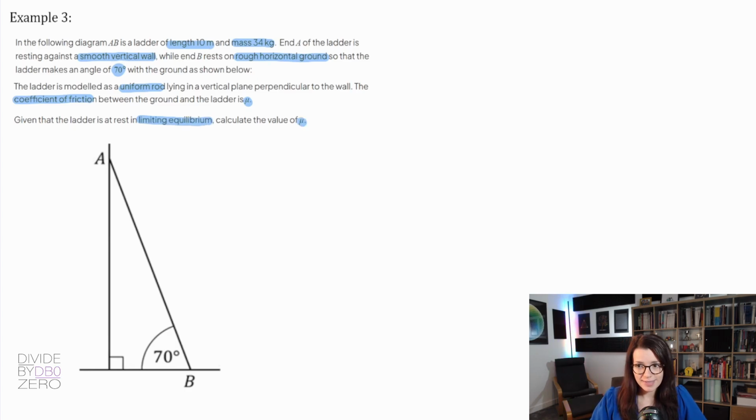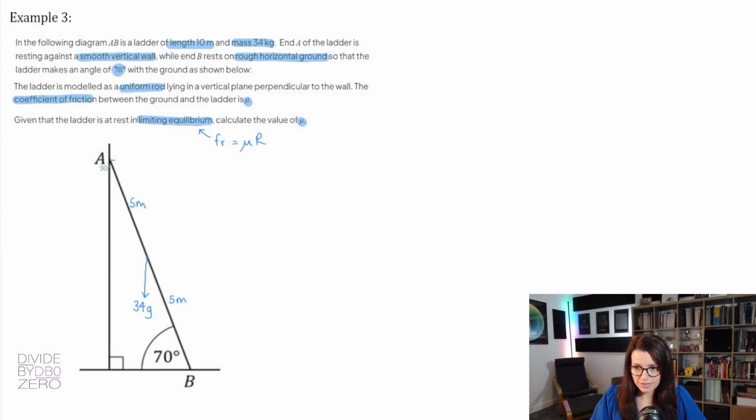First thing I'm noticing is the fact that it's limiting equilibrium and friction is involved here. So I'm going to make a note that friction will be at its maximum, mu R. Then I'll go ahead and label the diagram. So it's a uniform rod. Uniform ladder means the weight will be in the middle, 34G, with 5 meters either side.